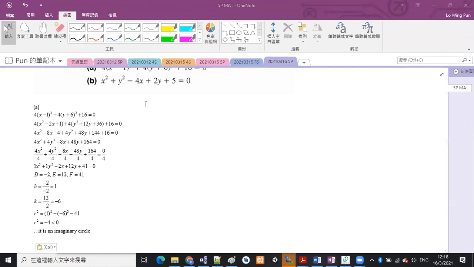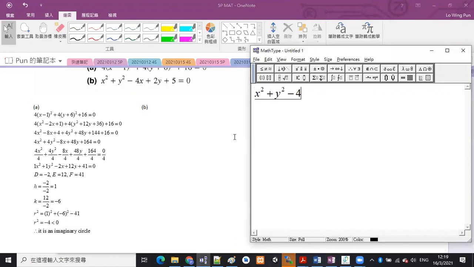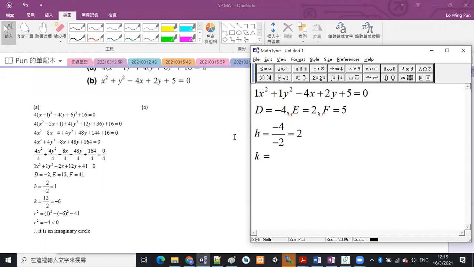Okay, and then part B. So x squared plus y squared minus 4x plus 2y plus 5 equals 0. And again, so now this is 1x squared plus 1y squared. Okay, and right hand side is 0. So this is ready. And then we can write down the value of D, E, and F. Okay, and then we can calculate the value of H and K. So D over -2, which is 2. And then K equals E over -2, which is -1.